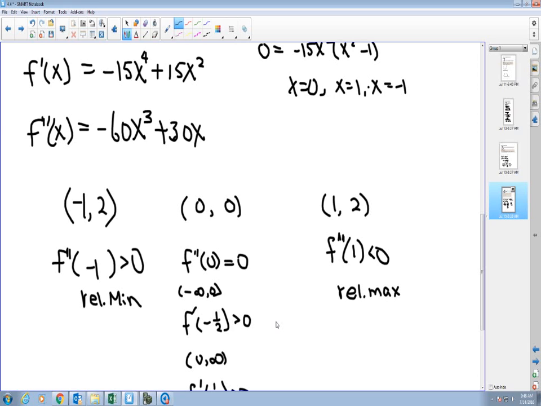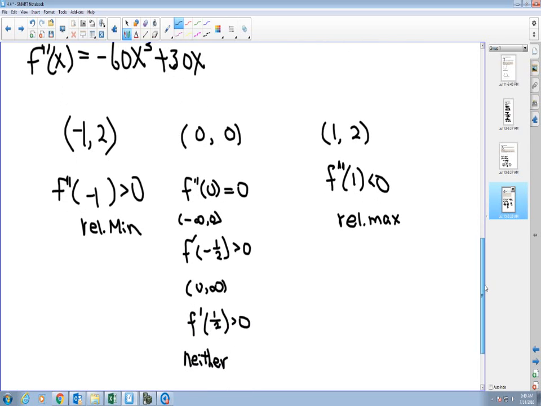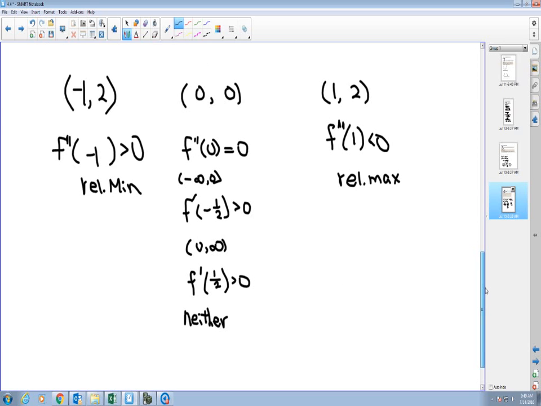Alright, and that will conclude our first and second derivative tests for relative extrema. In the next video, we're going to talk about limits at infinity. That will take us into another set of materials where we will use limits at infinity.